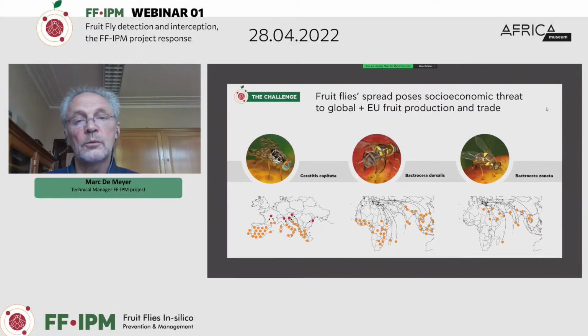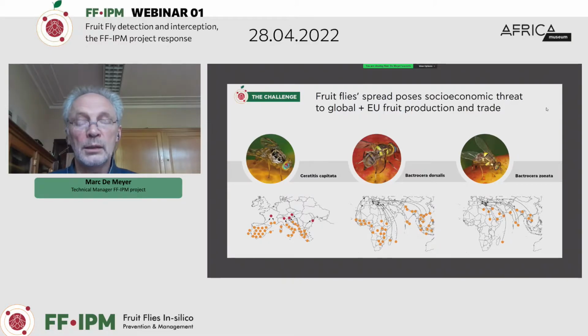On the other hand, we also have more frequent encounters of flies which are exotic, which do not belong to the European fauna, from other regions. Two of those are shown here: Bactrocera dorsalis, the oriental fruit fly, which is of Asian origin, but which was introduced into Africa in 2003, and in a few years' time spread throughout the whole African continent, including some of the islands in the Indian Ocean.